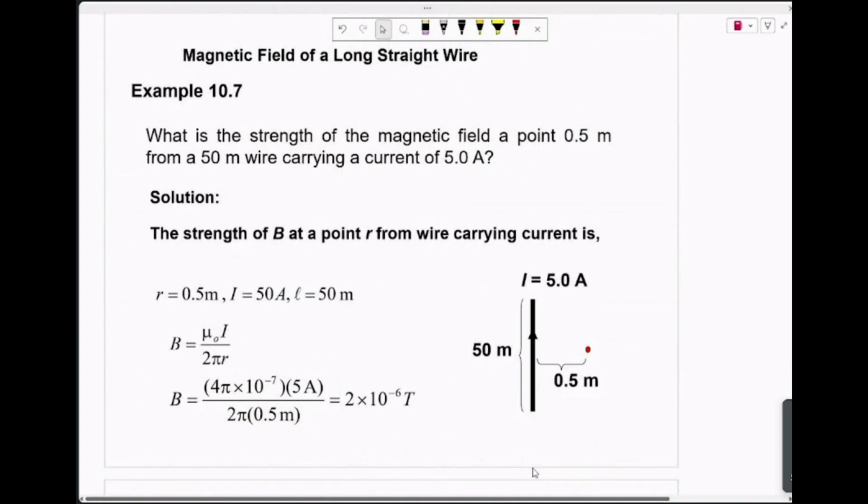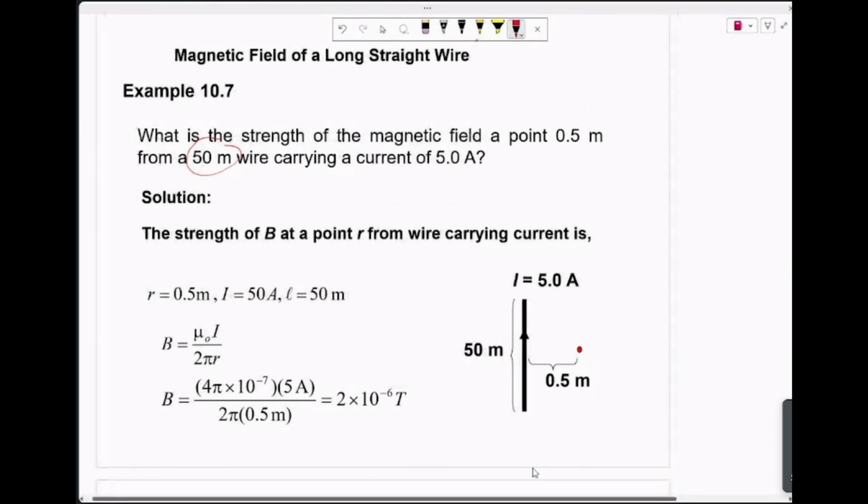of the magnetic field at a point of 0.5 from a 50-meter wire. So 50-meter wire is just to indicate that this is a very long wire, but you won't be using it. But if the question says that it is from a 5 centimeter wire, then this question needs to be questioned, because you can't use this equation if it is that short, because it won't be accurate.